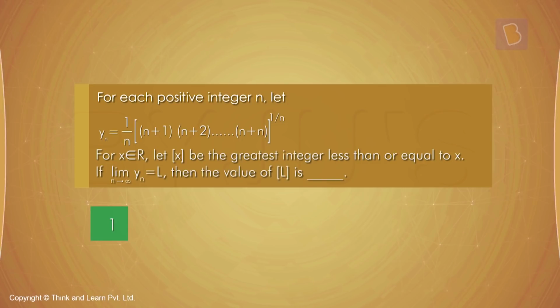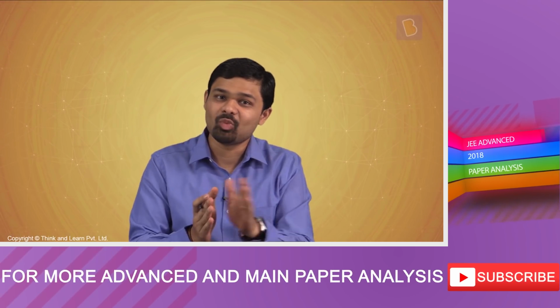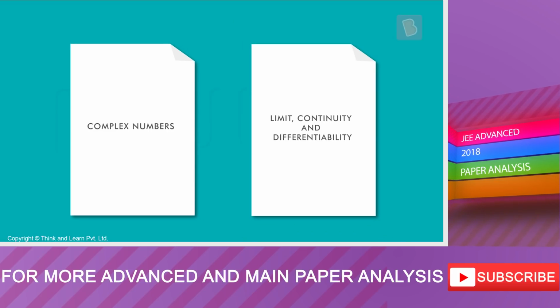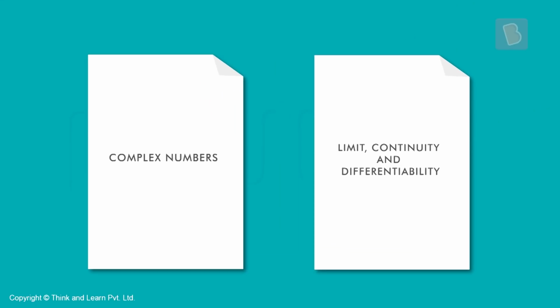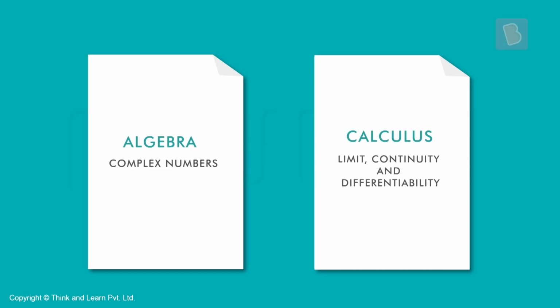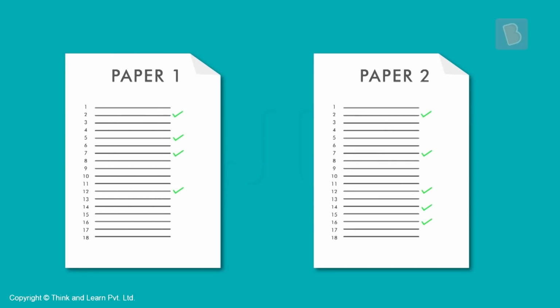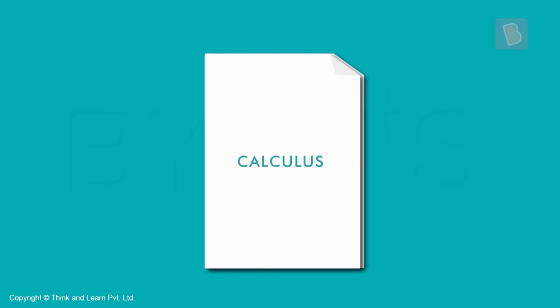So we've seen 2 questions, one from complex numbers, one from limits, continuity and differentiability, which comes from the section on calculus. Well, it was no coincidence that I chose these two questions because these two questions represent two sections which are of the most importance in your advanced examination: algebra and calculus. Now, from calculus, there were 4 out of 18 questions in paper 1 and 5 out of 18 questions in paper 2. Now, this is a big chunk. Almost 25% of the paper is from just one section, which is calculus.